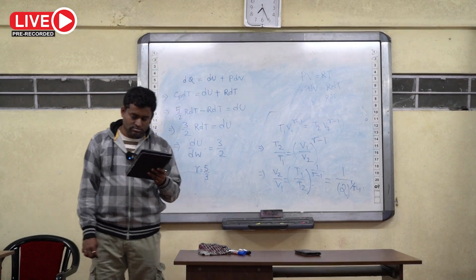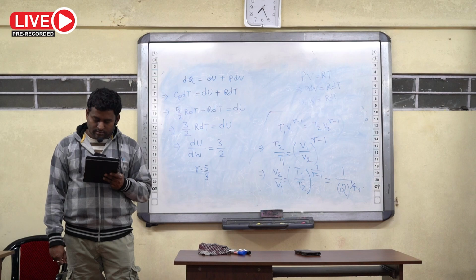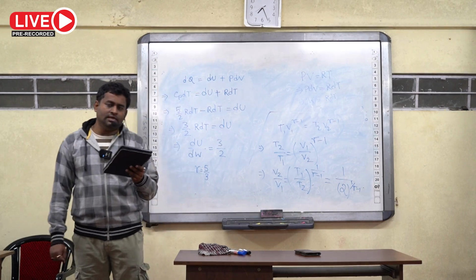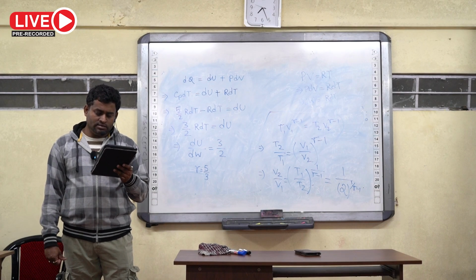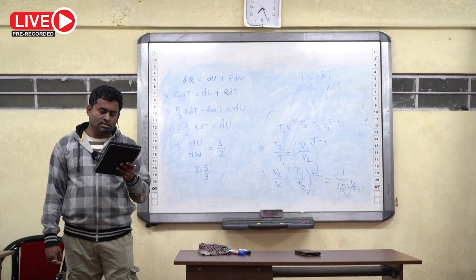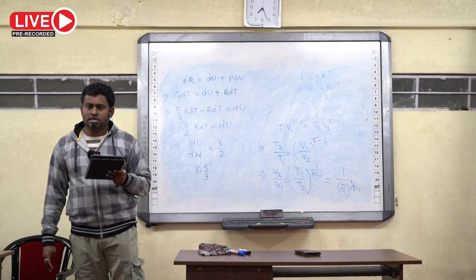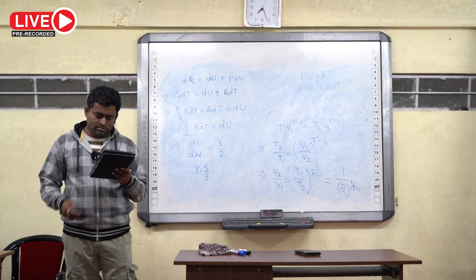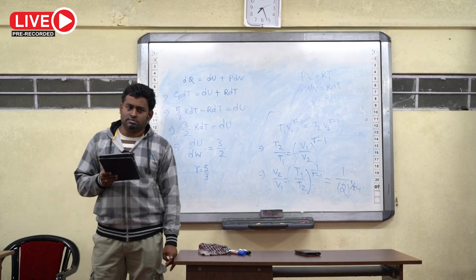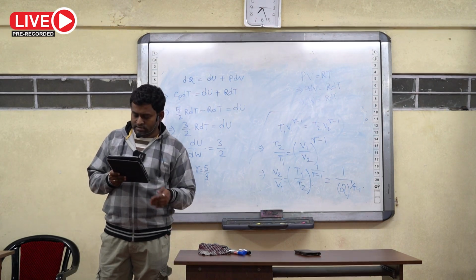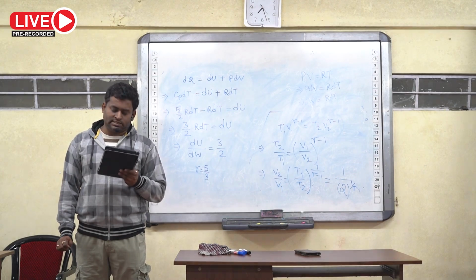Question number 17. A monoatomic gas at a pressure P having volume V expands isothermally to a volume 2V, and then adiabatically to a volume 16V. Find the final pressure of the gas.